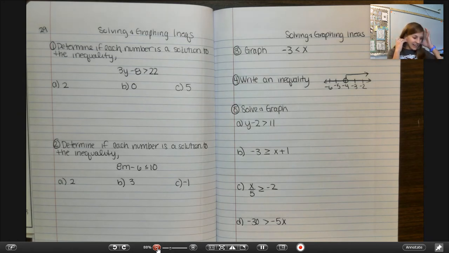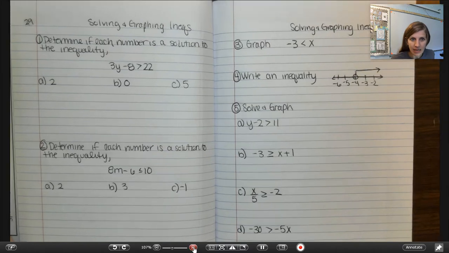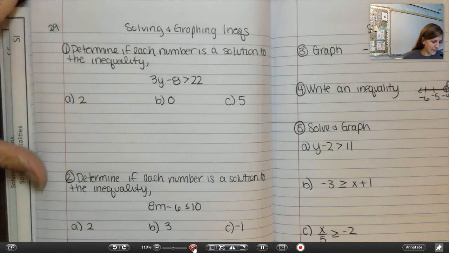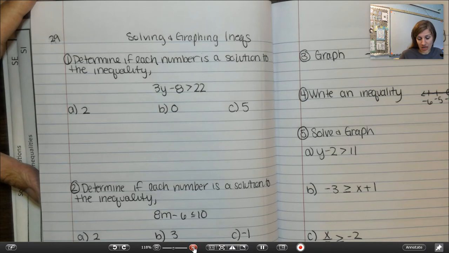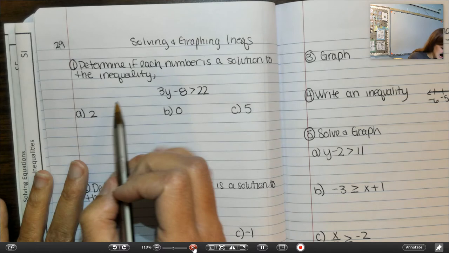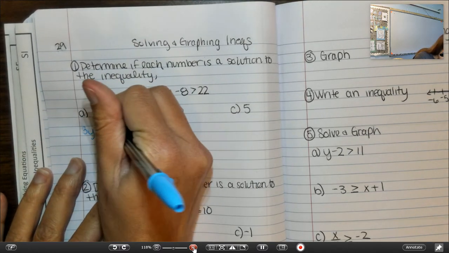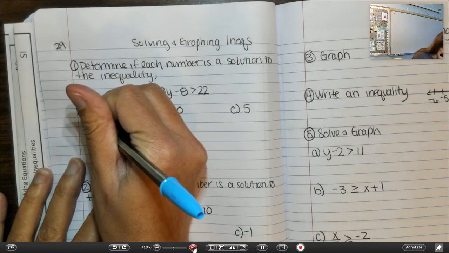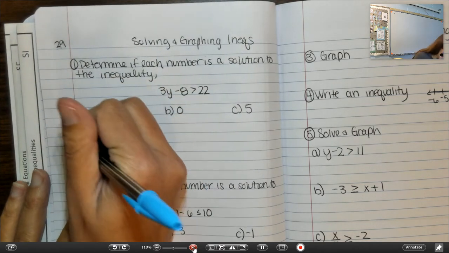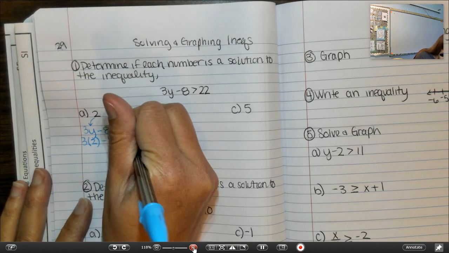Okay. Alrighty, guys. So the first type of problem I want to look at with you, and let me zoom back in now, is we can determine if a number is a solution to the inequality by essentially plugging it in and seeing if the inequality still holds true, still makes sense. So for instance, if I take this inequality here, 3y minus 8 is greater than 22, we're going to plug 2 in for y. So I'm going to replace it with parentheses.